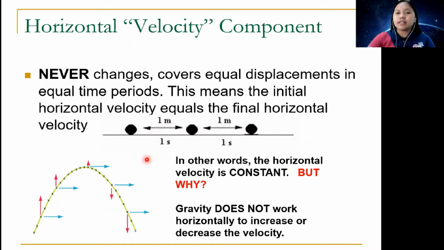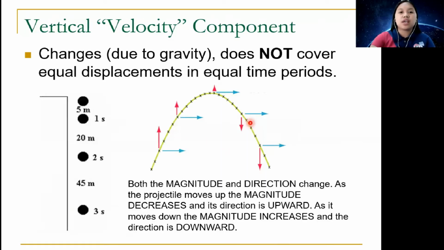But why is it like that? Because gravity does not work horizontally to increase or decrease the velocity, okay? So meaning the horizontal velocity remains as it is. So if the given is 1 meter per second, therefore the final horizontal velocity is also 1 meter per second. How about the vertical velocity component? Okay, in this case, it's different. It changes due to gravity. It does not cover equal displacements in equal time periods.